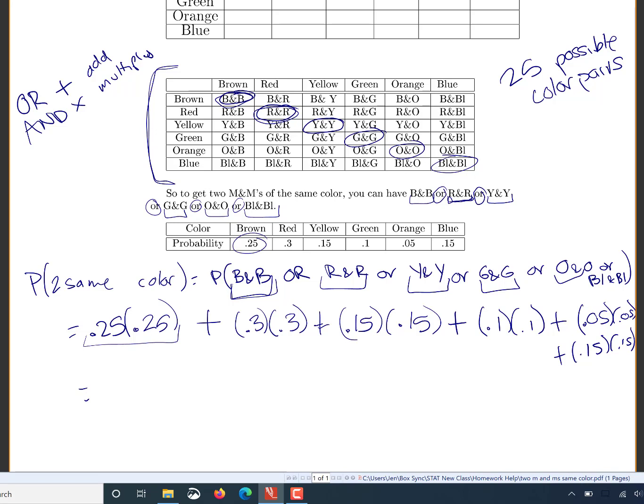Putting this into my calculator, if I did it correctly, because it is a long one, it looks like we should be at 0.21. So now that we did all that work, remembering and means multiply, or means add, we went through, we found out what are all of our possible combinations that give us two of the same color, and then we found the probabilities for each of those combinations and added them all up, and I get a final 0.21.